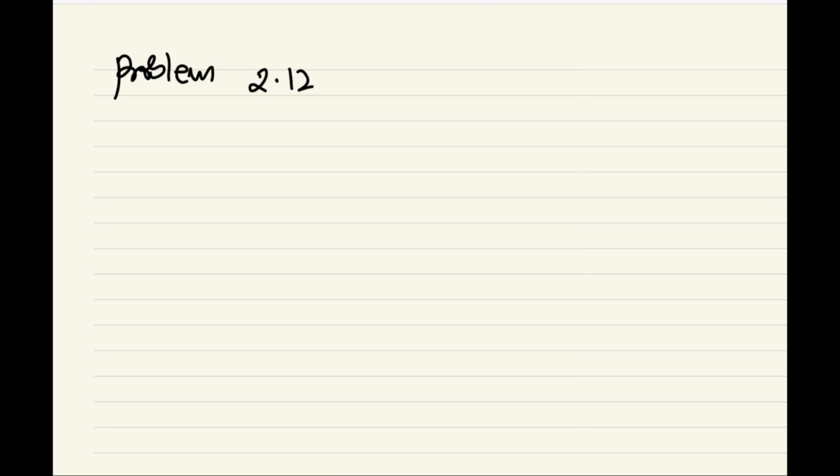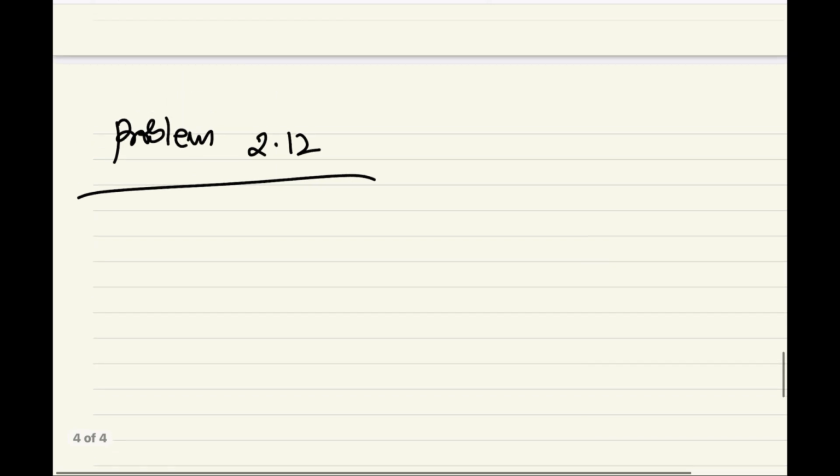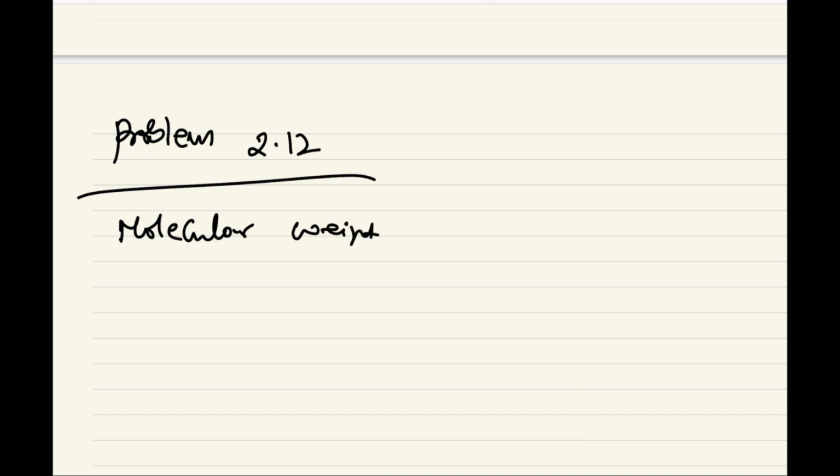Problem 2.12. We need to know the molecular weight. It is very important to know the molecular weight when you convert mass to moles and moles to mass. So, the molecular weight of NaOH is simple to calculate. Actually, it is 40. How do we get it? Sodium is 23, plus 16 for oxygen, plus 1 for hydrogen, that gives you 40.